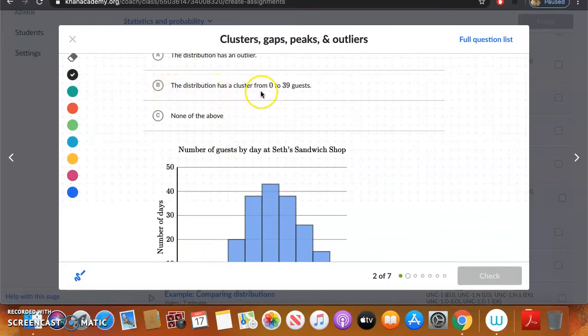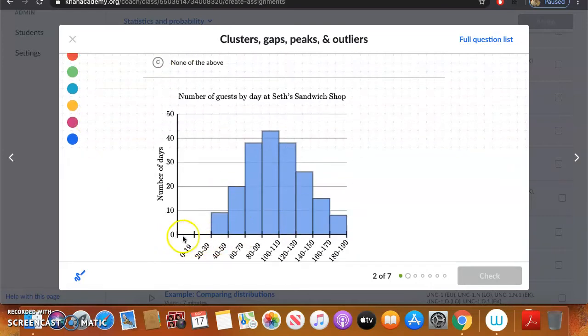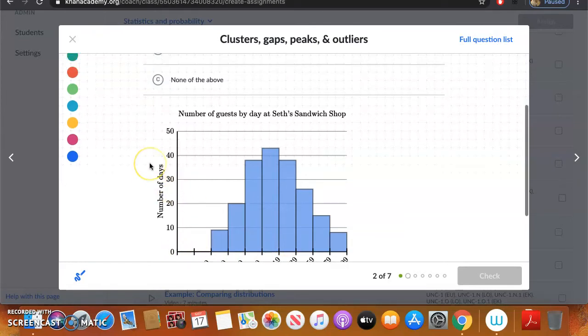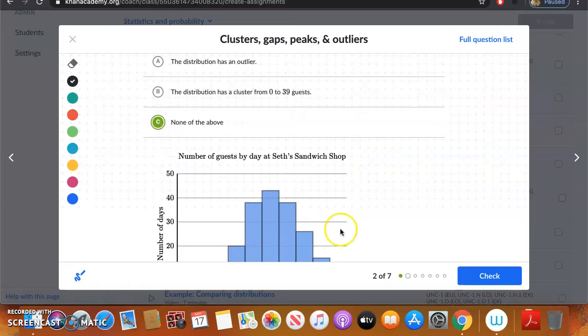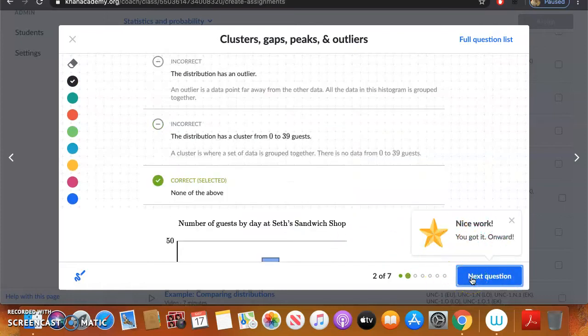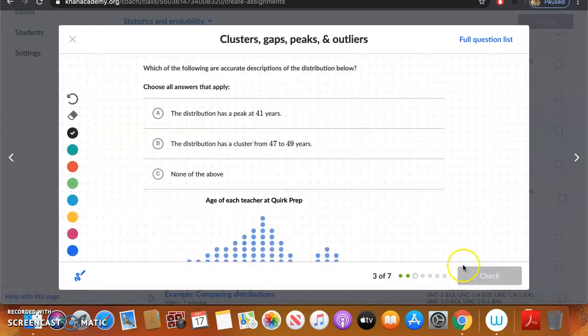B, the distribution has a cluster from 0 to 39 guests. Well, this distribution had nothing. There's a gap from 0 to 39. So I guess our answer here is none of the above. Okay? Let's take a look at another one. There's quite a few actual problems. There's 7 problems in the set.